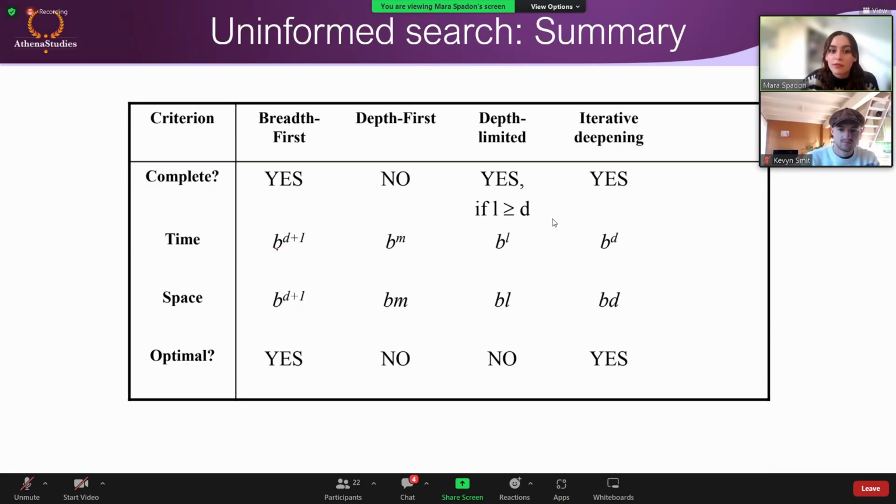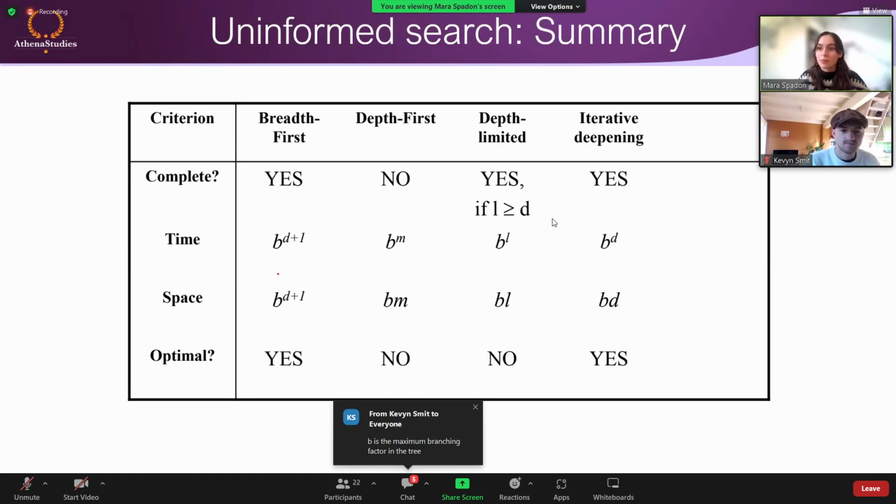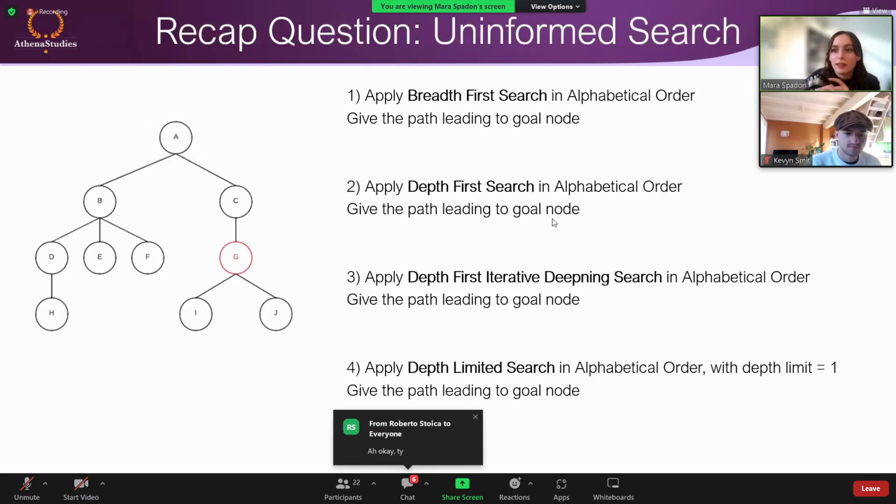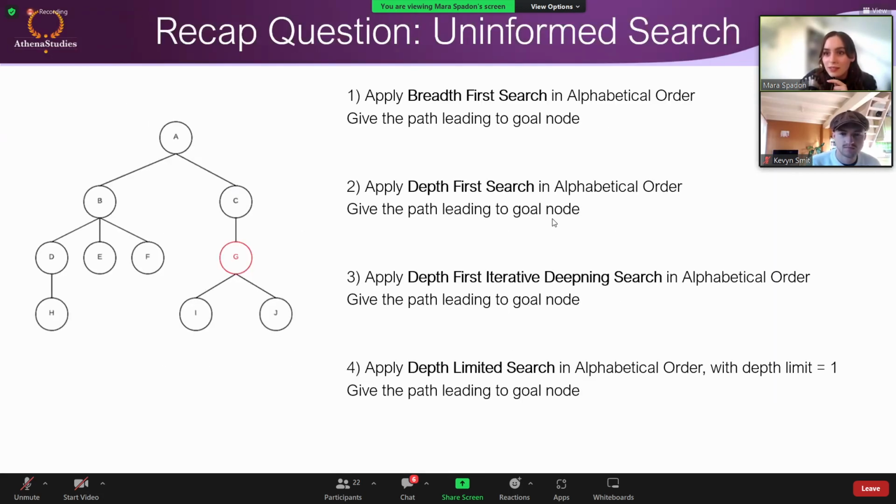So what does B mean from the last slide? I'm pretty sure it is the breadth. Yes, the maximum branching factor of the tree, right? So kind of the breadth. So how broad the tree is, the branching factor. Yes. Okay, so maybe David, could you help me with the first one? So if we apply breadth first search, what would be the order?